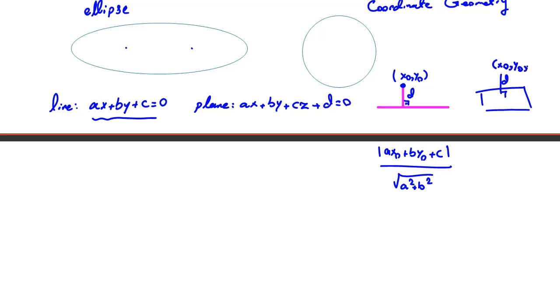In 3D, maybe the coordinates of the point are x0, y0, z0, and the equation of the plane is this. The distance here is the absolute value of ax0 plus by0 plus cz0 plus d, over the square root of a squared plus b squared plus c squared.